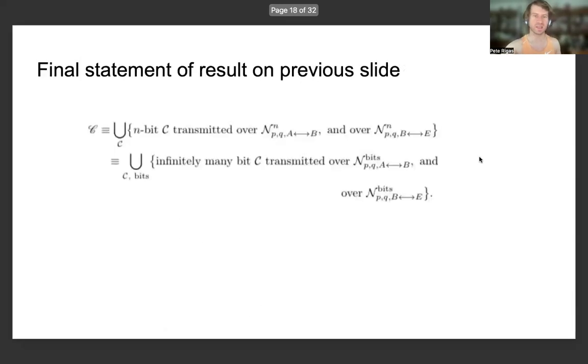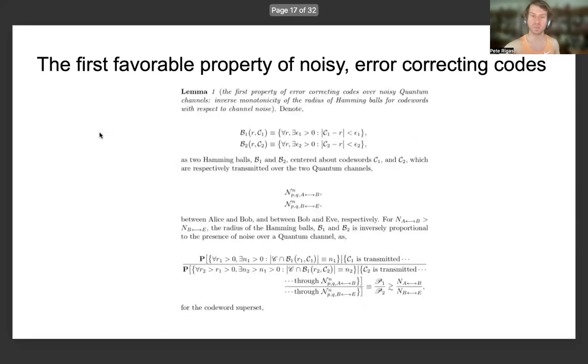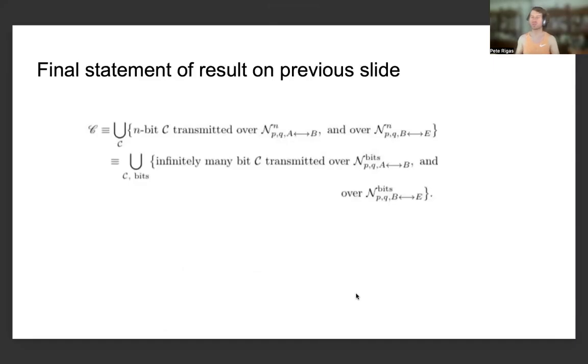And then again, this is just to say that this script C term, which is coming into play in terms of this ratio of conditional probabilities given in the last slide, is given by an intersection with the Hamming balls. So basically it's the total number of words from the set of all possible code words from the code word superset, which is identically equal to a union over all code words, as well as a union over all code words and bits of infinitely many bits that are transmitted over the transmission mechanism from Alice and Bob's shared quantum channel and Bob and Eve's shared quantum channel.